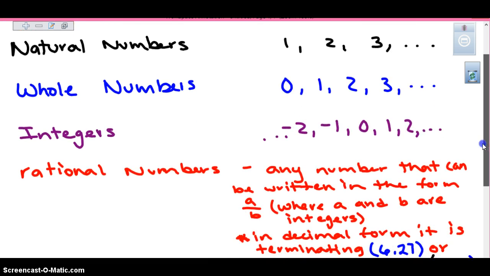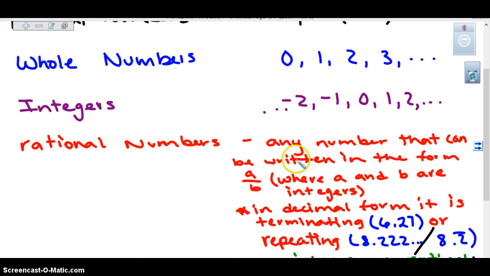Now, rational numbers are any numbers that can be written in the form of a over b, where a and b are integers. What does that mean? That a and b can be negative 2, negative 1, 0, 1, 2, 3. Any negative, any positive number.